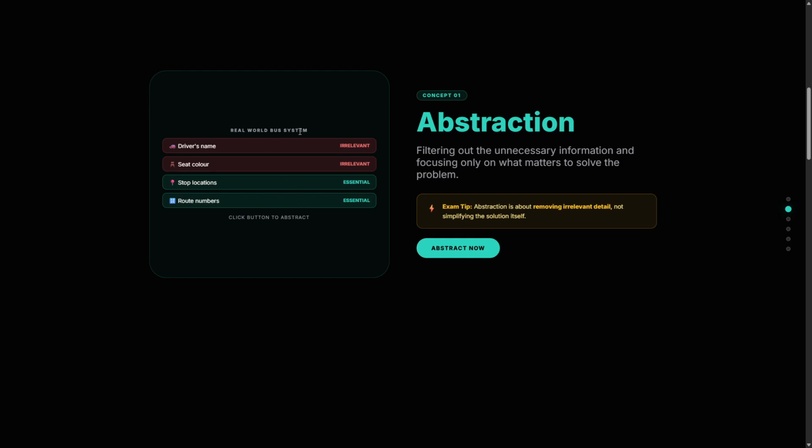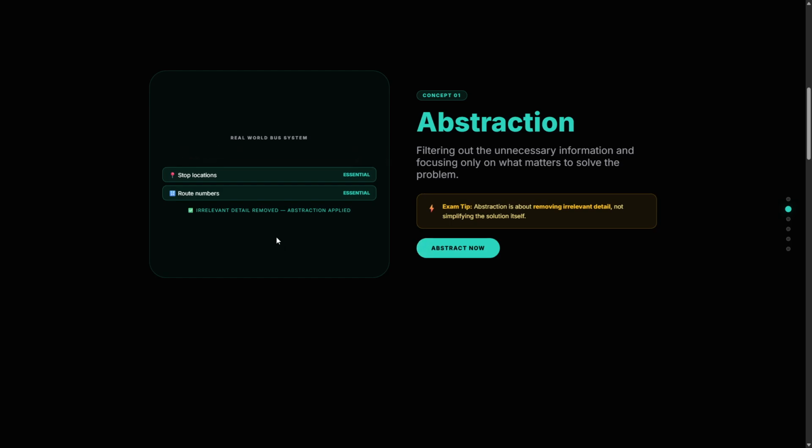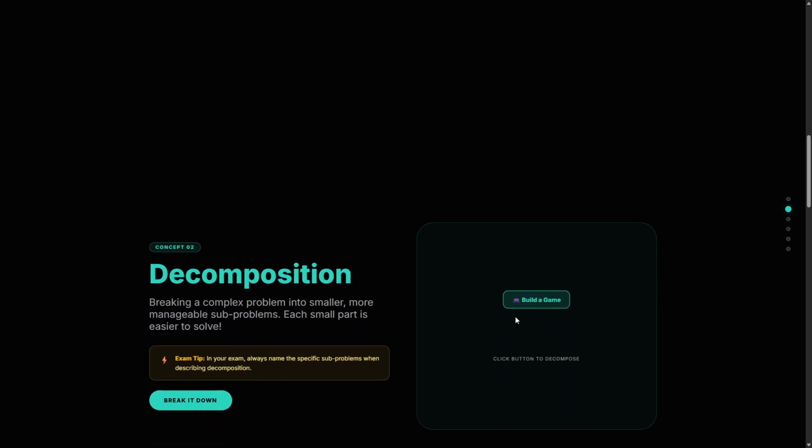For example, build a bus system. You don't need to know the driver's name or the seat color. That's irrelevant. Removing those two, we're only left with the relevant data, the stop location and the route numbers. That helps us now solve the issue.